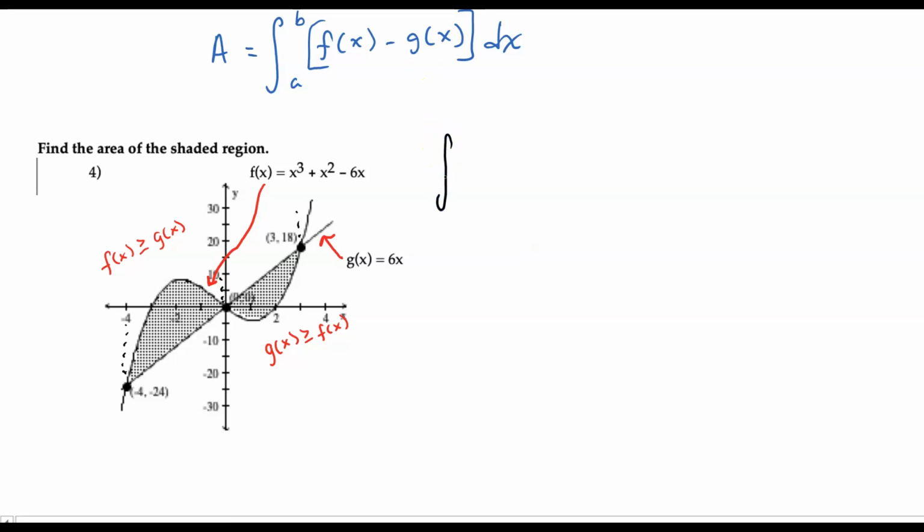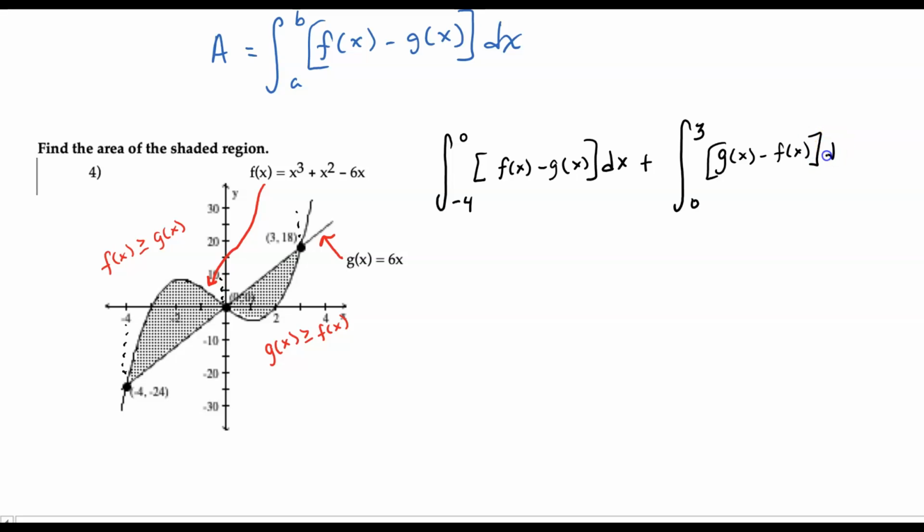Okay, so first thing I'm going to do is examine this from -4 to 0, and in this instance, I have f greater than g, so I'm going to say f of x minus g of x, okay? And I'm going to integrate that with respect to x. And then I'm going to add the integral from 0 to 3, because that's the next intersection. And looking at this side of the graph, g of x is greater than f of x. So I'm going to say g of x minus f of x, and then again with respect to x.